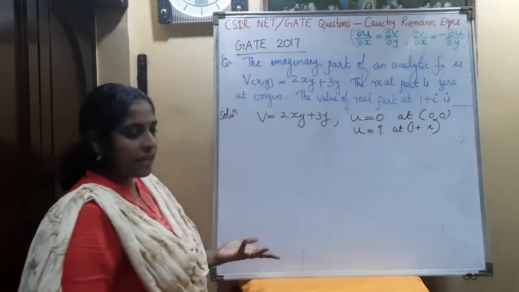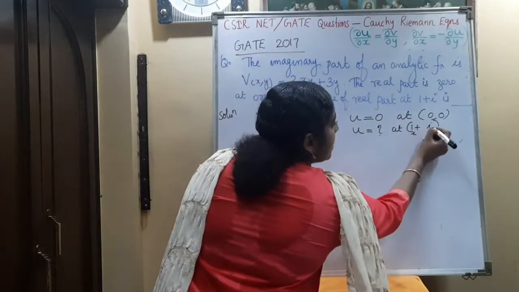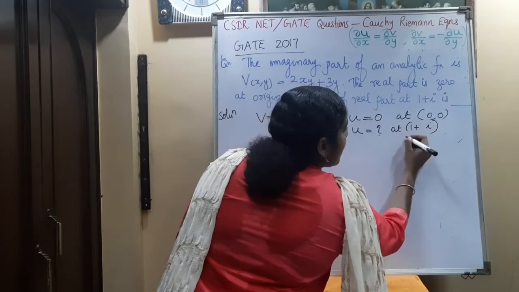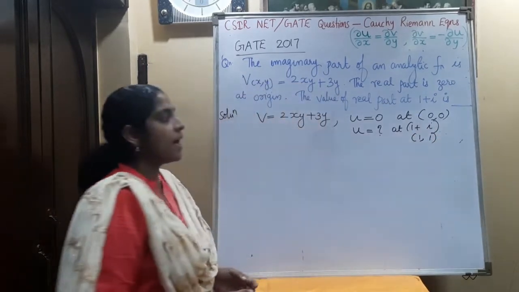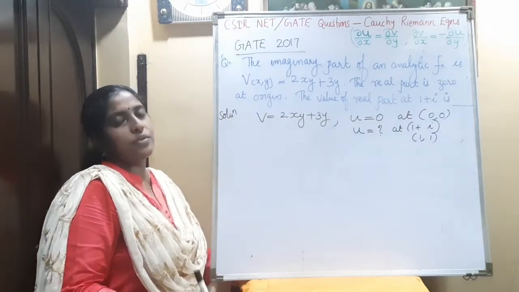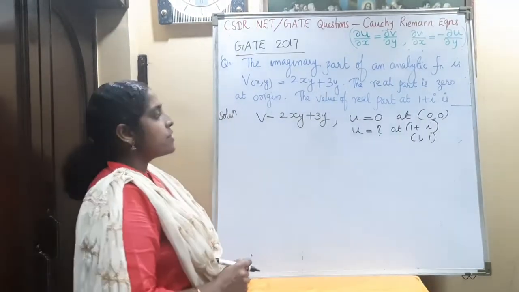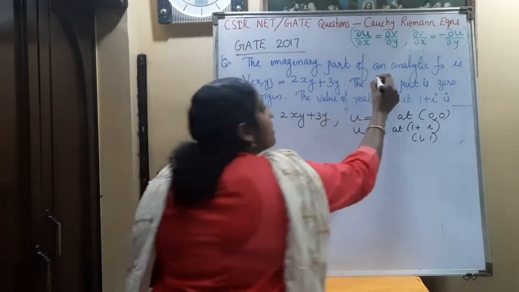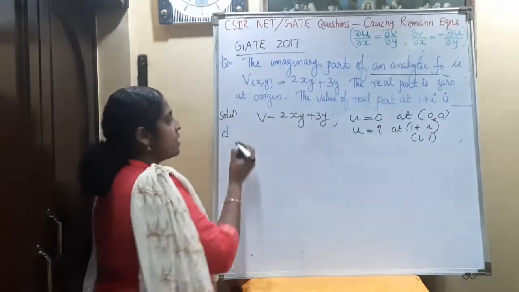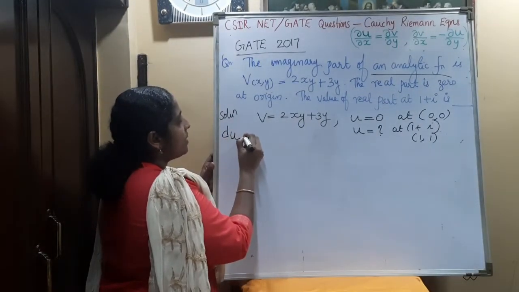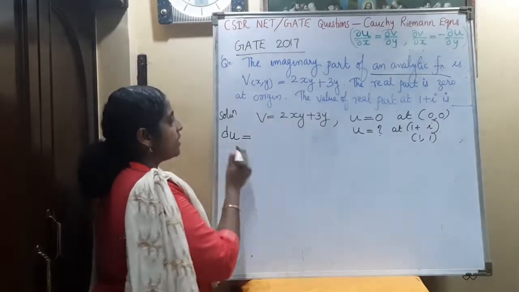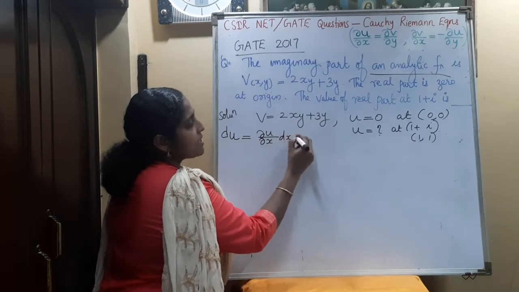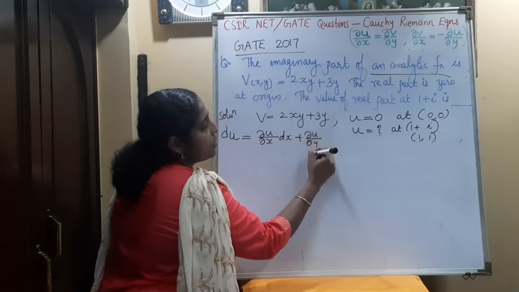At 1 plus i, what is the meaning? 1 is the x part and the coefficient of i is the y part, which is also 1. So when x equals 1 and y equals 1, what is the real part? We know how to find the real part if the function is analytic, and here it is given that the function is analytic. So we take the total derivative of the real part: du is equal to ∂u/∂x dx plus ∂u/∂y dy.